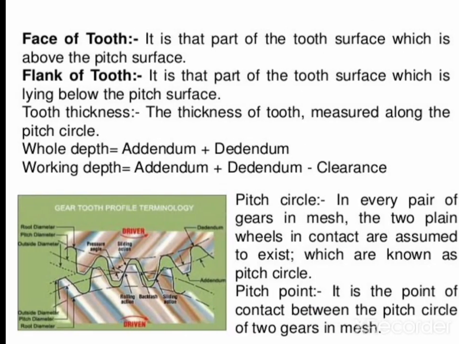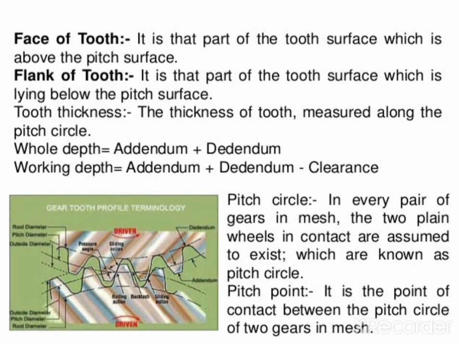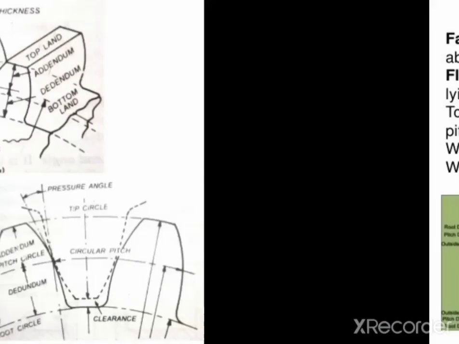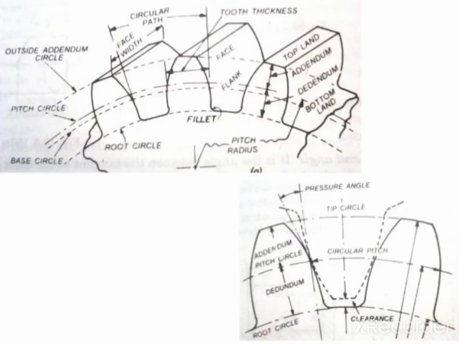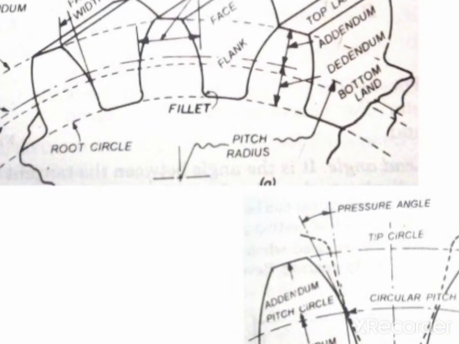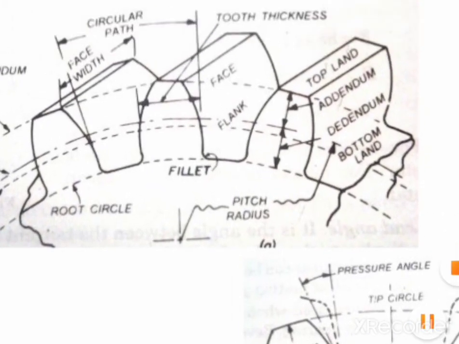Now we will move towards the next concept, face of tooth. It is the side surface of the tooth above the pitch circle and perpendicular to the plane of the gear. Here we can see the face of tooth. Here it is given as face of tooth.